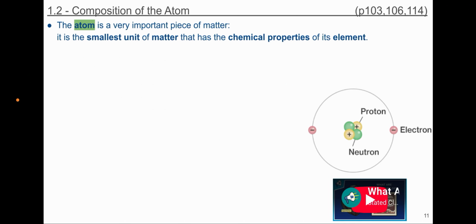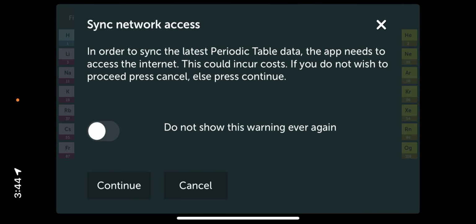Okay, moving on to section 2. So section 2, we're going to talk about the atom, composition of the atom. So the atom is a very important piece of matter. It is the smallest unit of matter that has the chemical properties of its element. And so it is the smallest unit that still has properties of that element. When we talk about a lot of things in this class, like I told you on day one, I'm going to use human analogies. And so if we're thinking about elements, for example, let me see if I can switch over here to the periodic table.